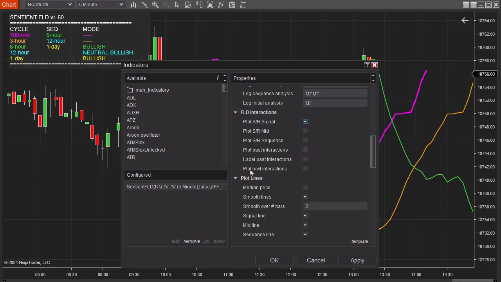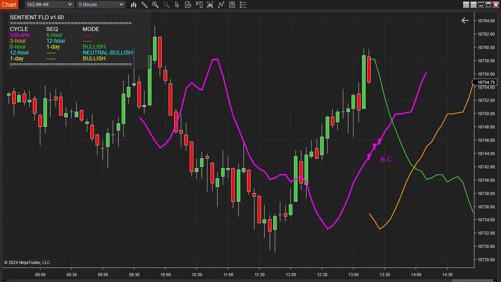And let's also enable plotting the next interactions, because the great benefit of the FLD being the future line of demarcation is that we are able to anticipate future interactions, because the line is of course plotted into the future. And here you can see the expected interaction in the future for the signal cycle FLD. Now there are two symbols that are displayed into the future.